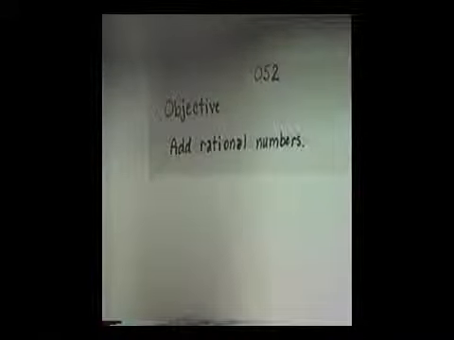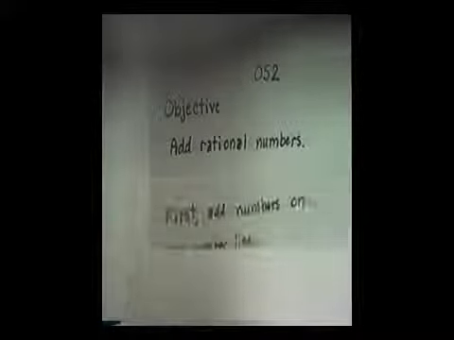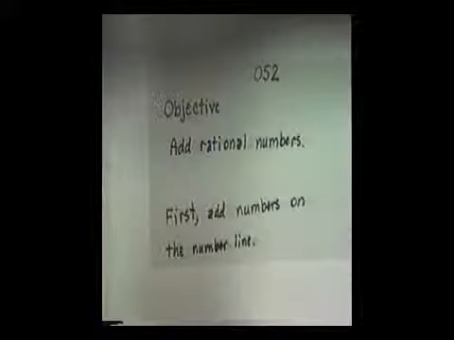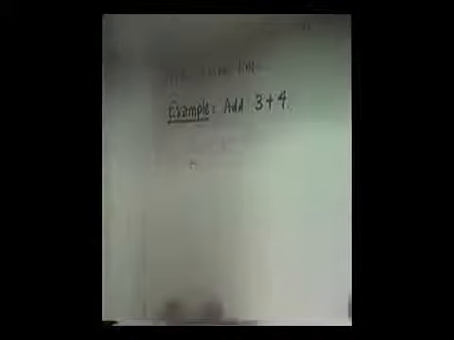Our sole objective on this tape is to add rational numbers. Let's begin first by adding numbers on the number line. The procedure will follow. I shall illustrate with a very simple example. Let's add 3 plus 4.